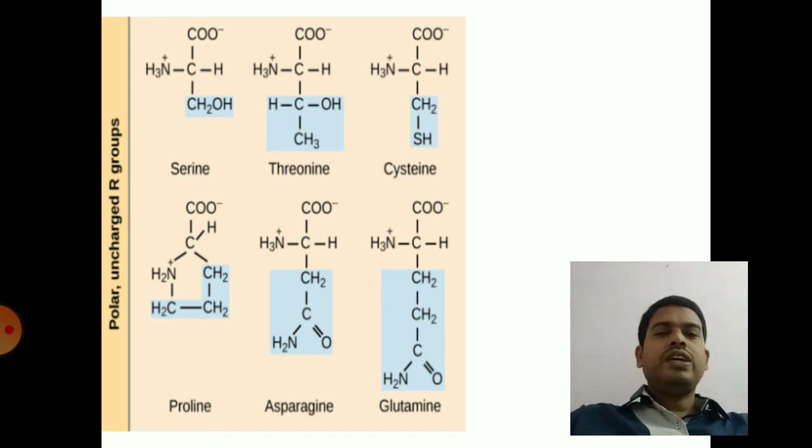Among polar uncharged R group containing amino acids, serine has CH2OH, which you can see in blue color. If it contains CHOH, it is called threonine. These two amino acids, serine and threonine, are also called hydroxy group containing amino acids, because structurally they contain an OH group.